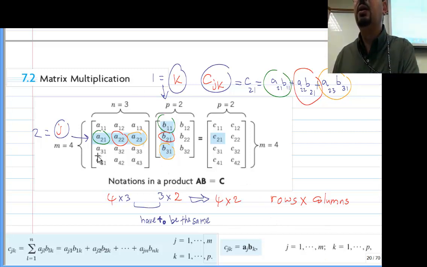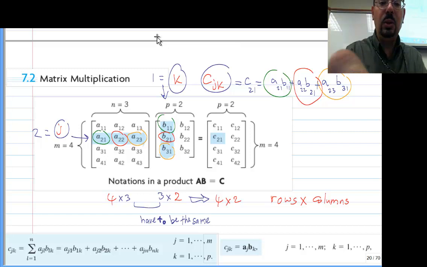But because of this, we need the number of columns here to be exactly the same as the number of rows over there. So 4 times 3 multiplied by 3 times 2, you can do this. Or 7 times 3 multiplied by 3 times 1, that also works, as long as this and this match. The columns here and the rows there need to match. And what you will get will be the other two numbers. So those need to be exactly the same, and the product would be 4 times 2. And if you don't believe me, just go with it.